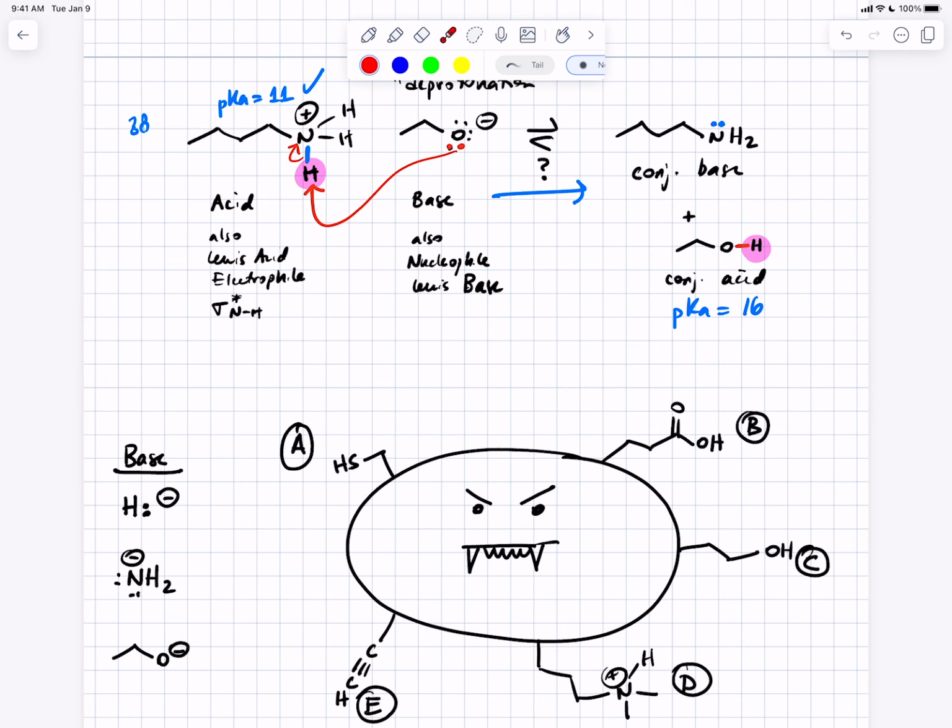Go ahead. And so it doesn't matter how strong the base is, like all these different bases? Does it matter how strong the base is? Yes, the thing that matters is the pKa of that base's conjugate acid. That number tells you how strong the base is. The pKa of the conjugate acid tells you how strong the base is. That's another way of saying this.